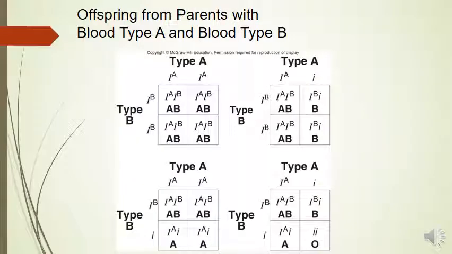This slide is showing Punnett squares that show the genotypes that could result when a person with type A blood has children with a person with type B blood.